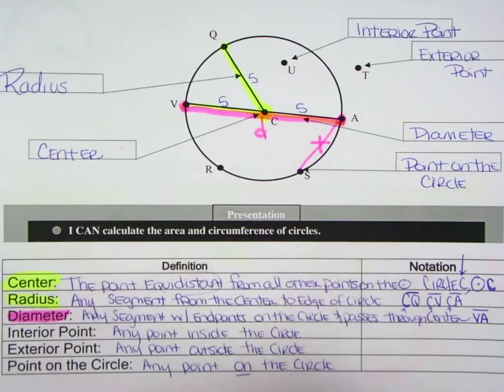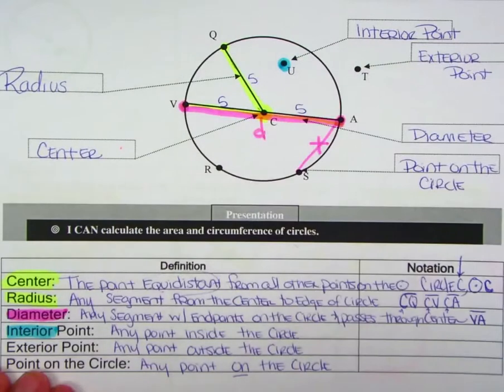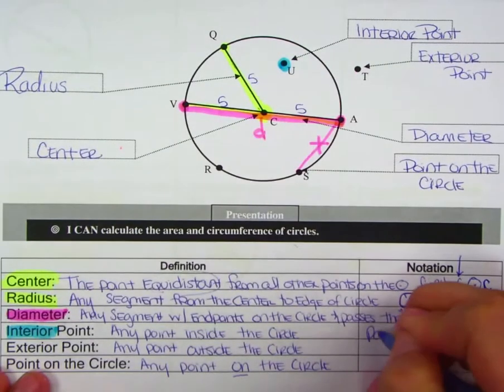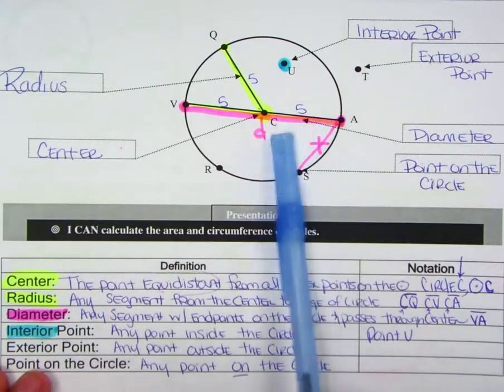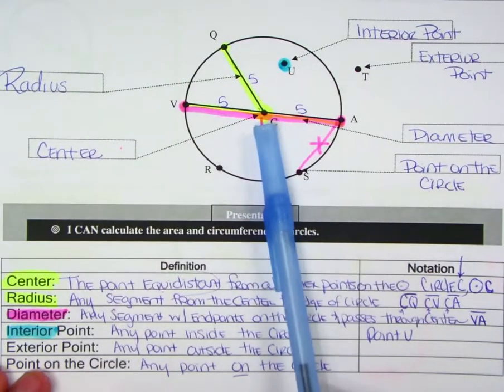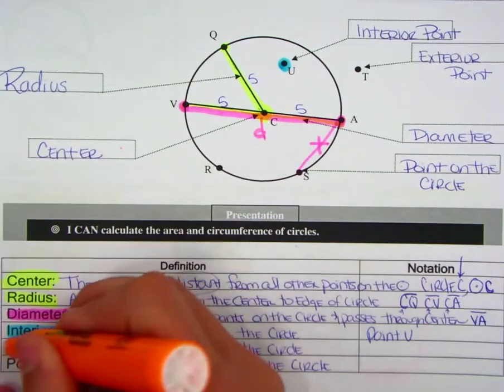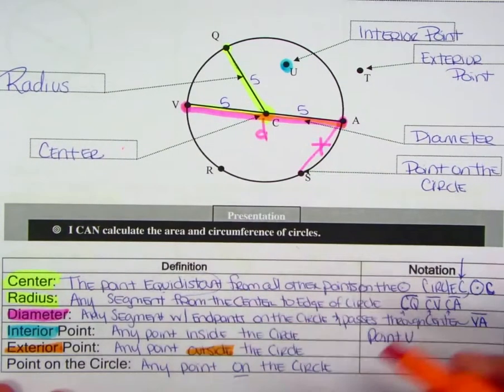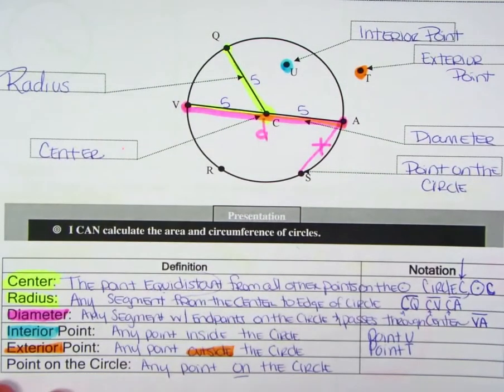Okay. All right, now we have interior point and exterior point. An interior point is any point inside the circle. So interior meaning in. So an example of that would be point U. Point U is an interior point. You could also say point C is an interior point. However, more specifically, that's the center. Okay. An exterior point is a point that's on the outside of the circle. So an example of that would be point T. Point T is an exterior point because it's outside of the circle.